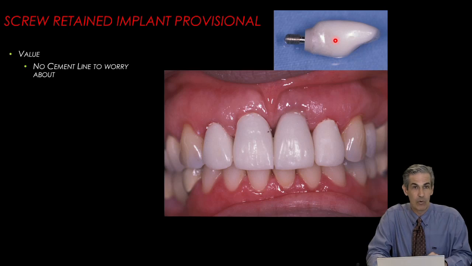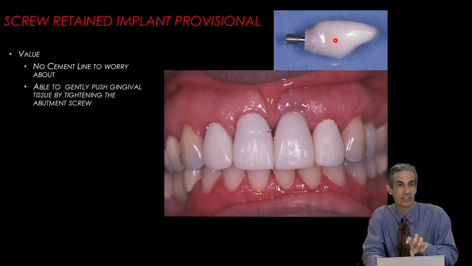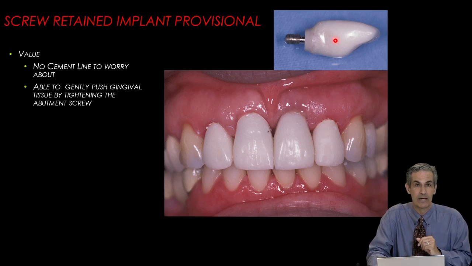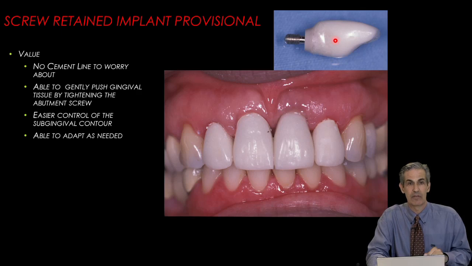I don't have to worry about where that cement line might be. I don't have to worry that the clinical provisional crown is going to fall off the abutment. So it works very well. And I'll be able to adapt them as I need to.